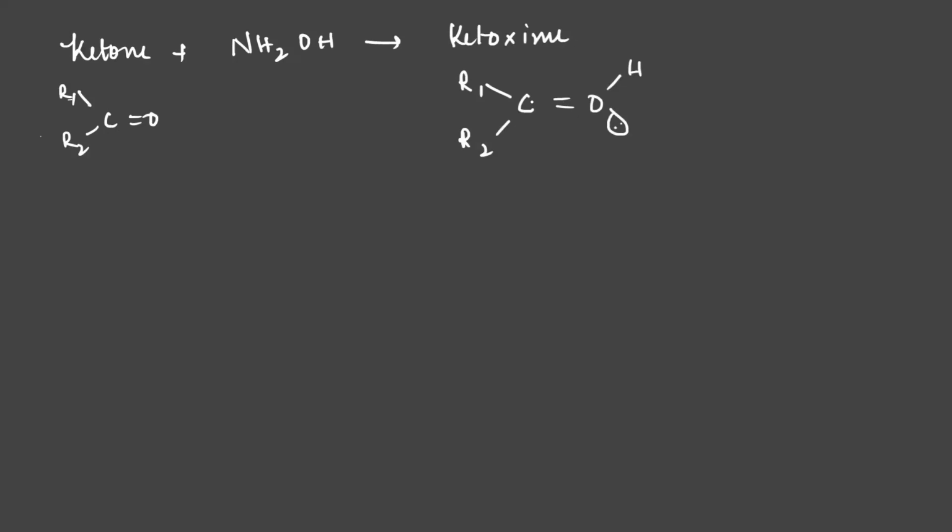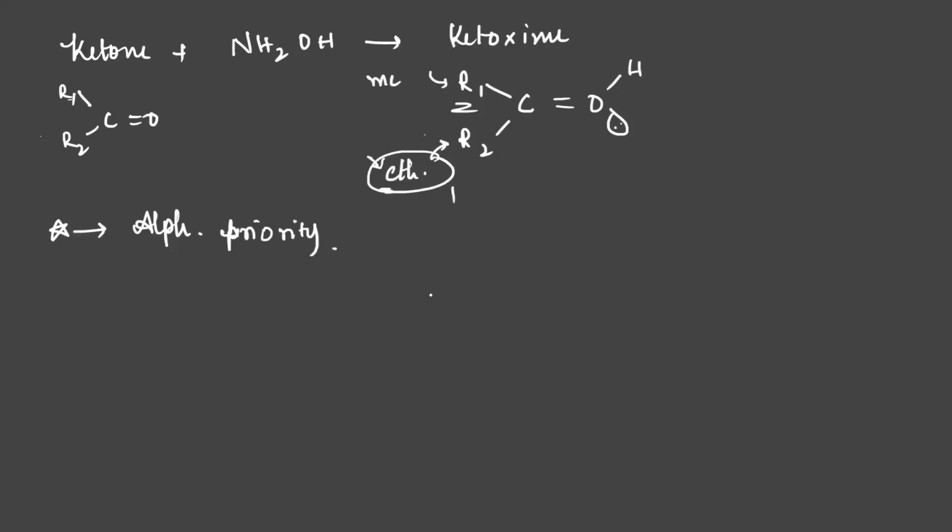Comparing ketoximes is out of syllabus, but when you are comparing ketoximes, you have to check for alphabetical priority. What do I mean by alphabetical priority? We can clearly see that there are two alkyl groups here, right? So if this is a methyl group and this is an ethyl group, E comes first in the dictionary, right? So this will have the first priority.